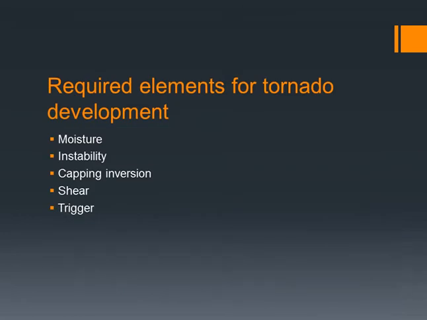So for tornadoes to develop, you need a number of conditions in the atmosphere, namely moisture, instability, an inversion, shear, and a trigger. Now, just because all of these exist doesn't mean that a tornado is going to develop. So for moisture, you need about a dew point of 15 degrees Celsius or higher. So you need to have a lot of moisture and a lot of heat.